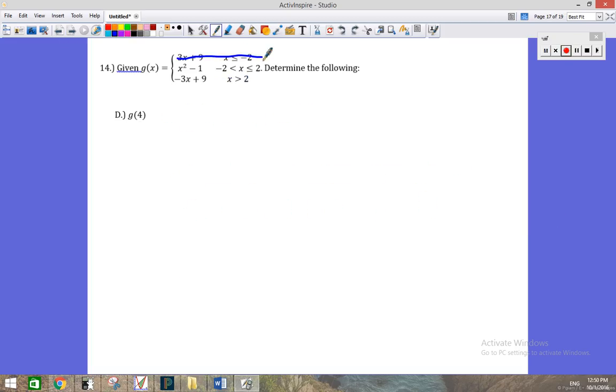Four is bigger than 2. So we're going to use this bottom equation, and negative 3 times positive 4 is negative 12 plus 9, and we get a negative 3.